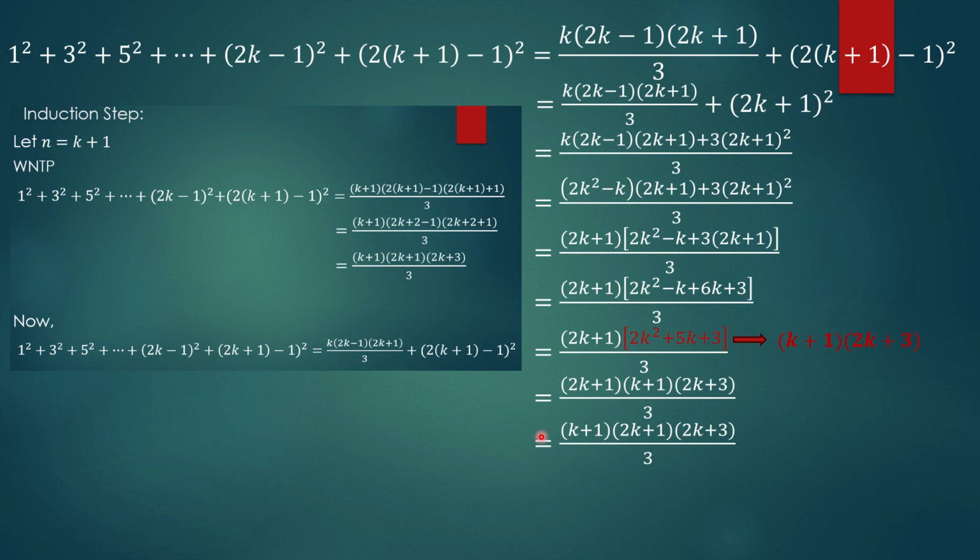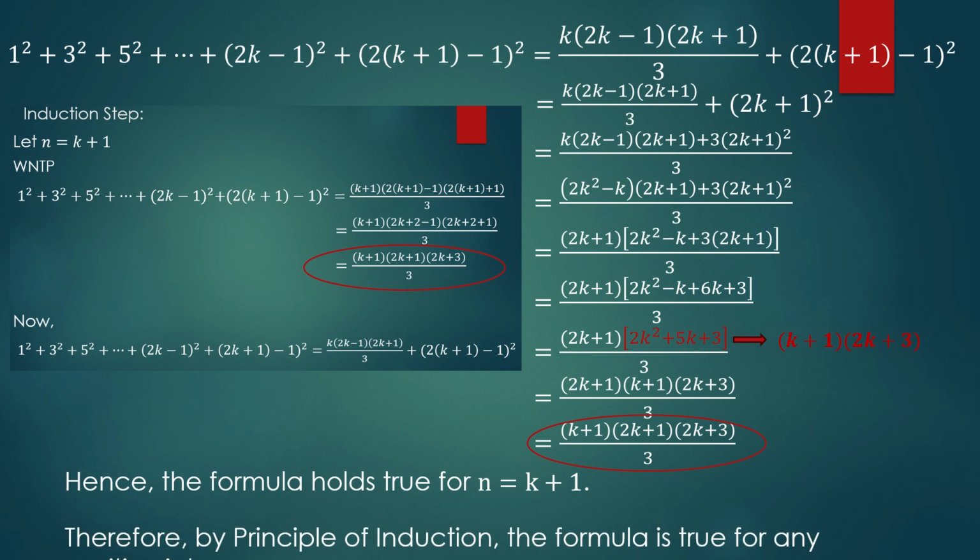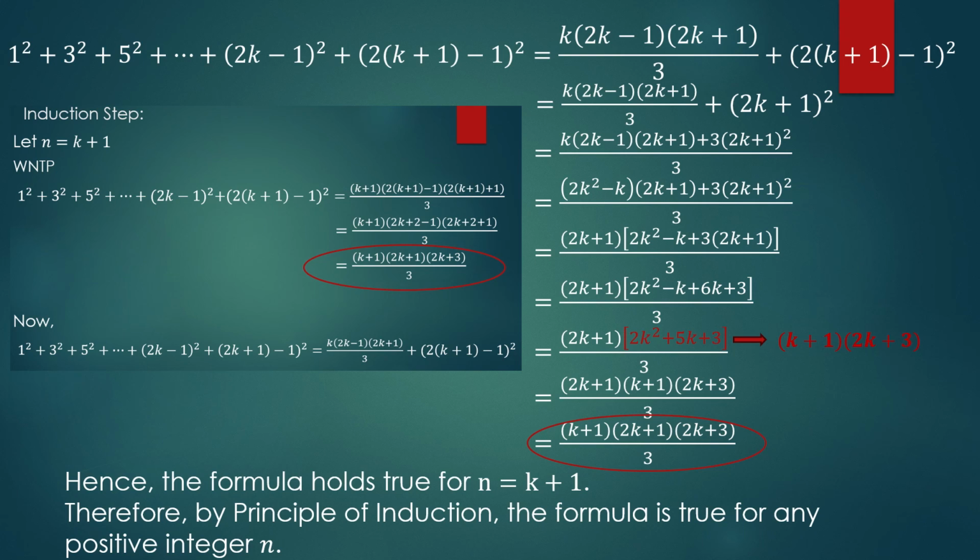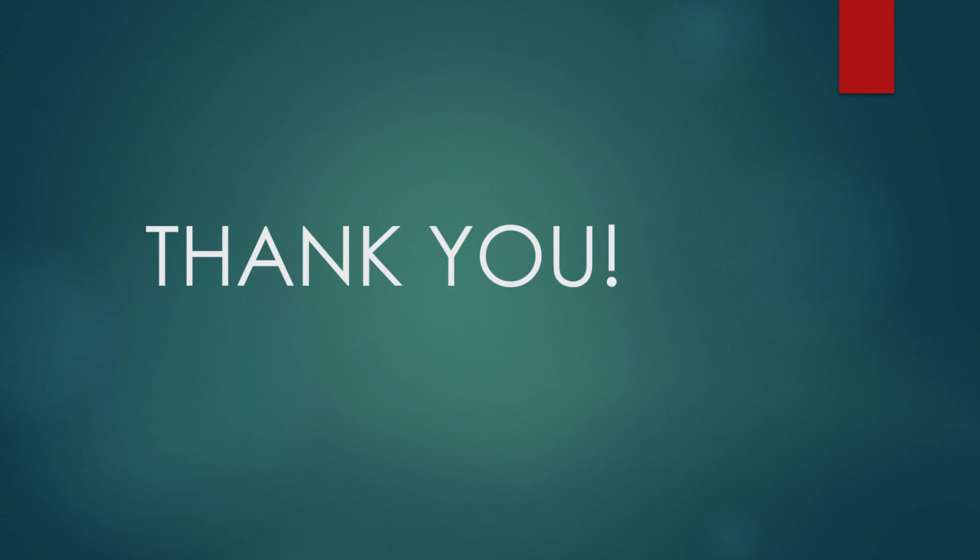So now this form of equation is equal to this form on what needs to be proven. Hence, the formula holds true for n equal to k plus 1. Therefore, by the principle of induction, the formula is true for any positive integer n. And that's all. Thank you.